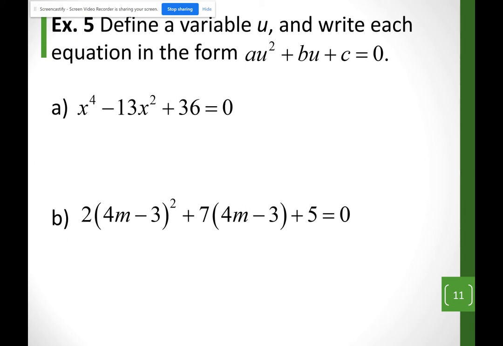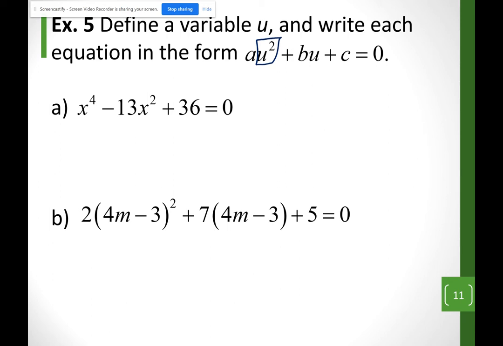Now, define a variable u and write each equation in the form a u squared plus bu plus c. Remember our quadratic formula, we had this as ax squared plus bx plus c. So what I'm going for is, on the quadratic formula, we had an x squared. Now here, we have an x to the 4th. So we got to work things out such that my exponent is to the 2nd power. That's what we mean here with work something out. So you just write it as u squared.